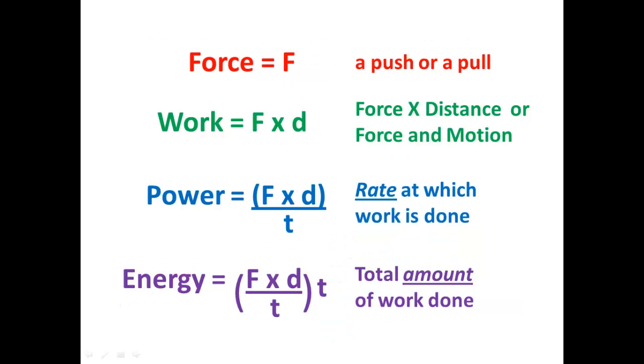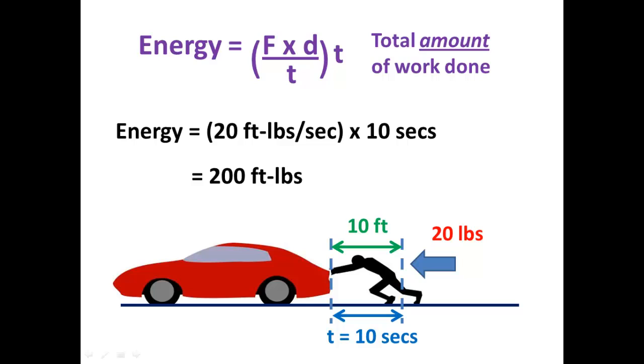So here are our formulas. Force, a push or a pull. Force and something moving, or motion, or in this case force times distance, equals work. Then power is the rate at which work is done. If we multiply that rate at which work is done times the time, then we come up with the amount of energy that was used. Energy, which we calculated was 20 foot-pounds per second, times 10 seconds equals 200 foot-pounds. That's how much energy was consumed in this example.